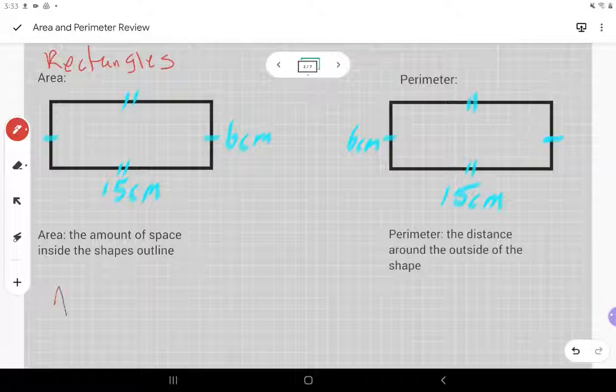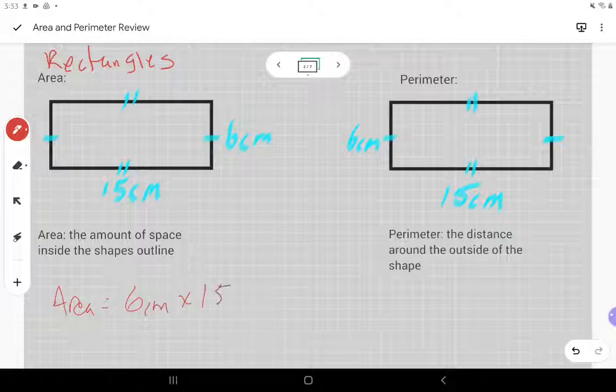And so if you think about it, the area is going to be 6 centimeters times 15 centimeters, and in total that gives us 90 centimeters, and because it's an area, centimeters squared. And again, remember, centimeters squared refers to this little square being a 1 by 1 centimeter square, and there would be 90 of them filling up the inside of that shape.